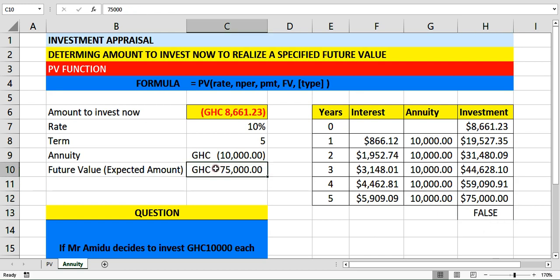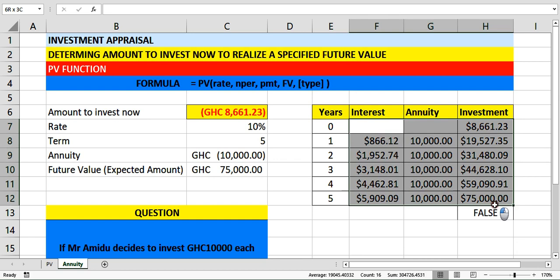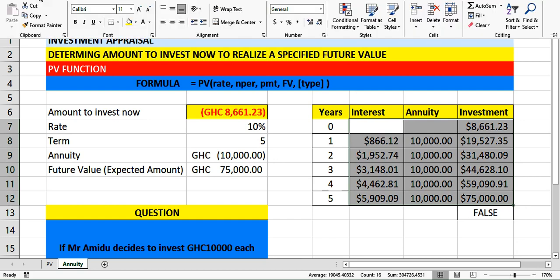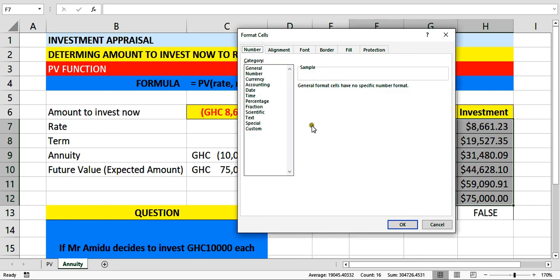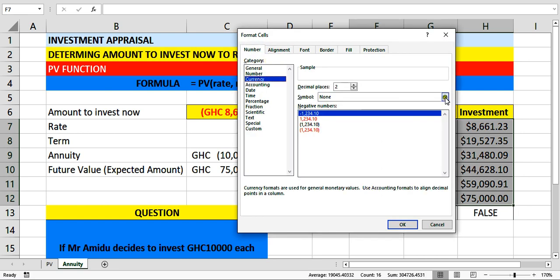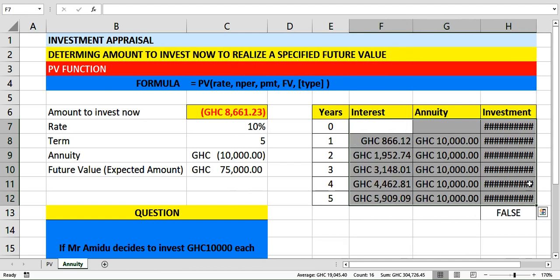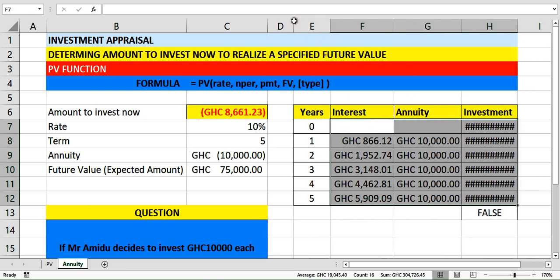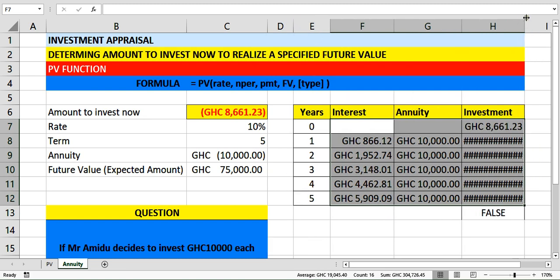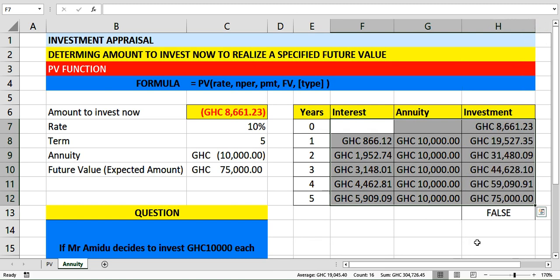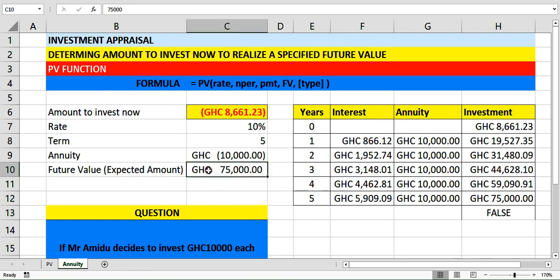See, this is false, this is 75 Ghana cedi, and this is in dollars. So let's just change this to the Ghana cedis and see if it will give us the right thing. So GHC, okay, and now when you expand, let me expand it a bit. Okay, so why are we not getting the same thing? This is Ghana's 75,000, this is 75,000. However, we are not getting the same thing. It's probably because of some decimals here and there.